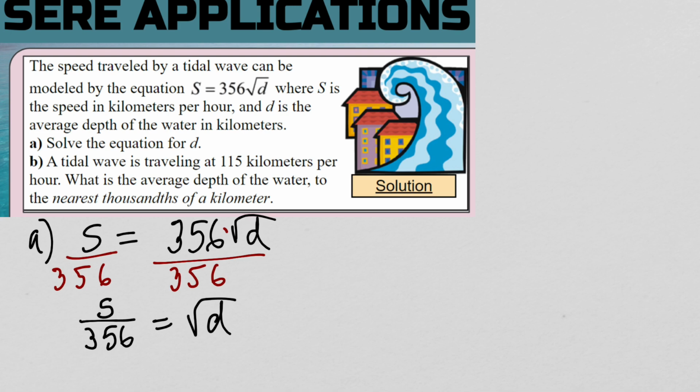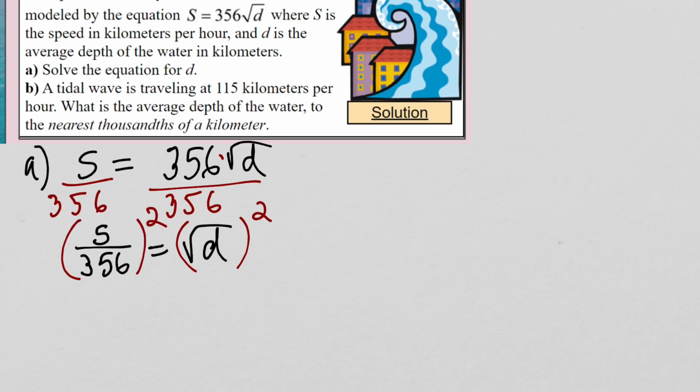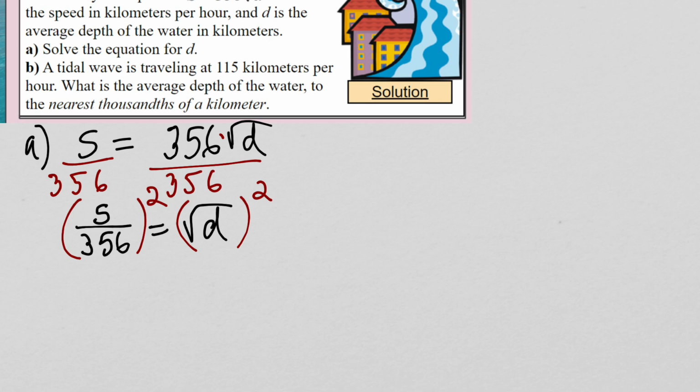Now that the square root is isolated, we always say squaring both sides. So I'm going to square here, square here. So what happens when I do that? On the right side, I get d. The square for the fraction is going to come inside. So s is going to become s squared.